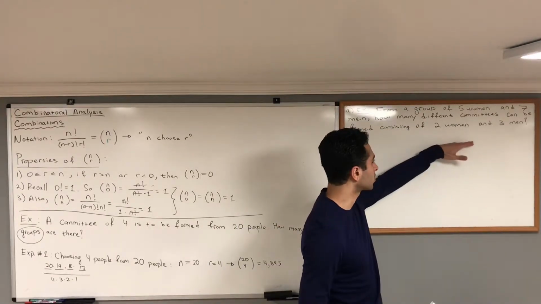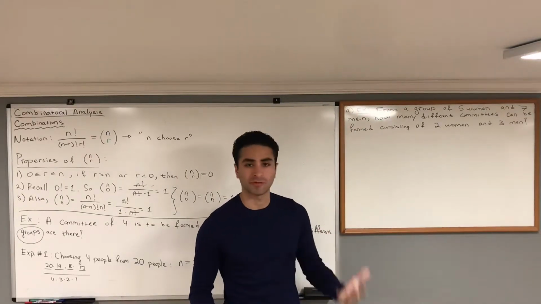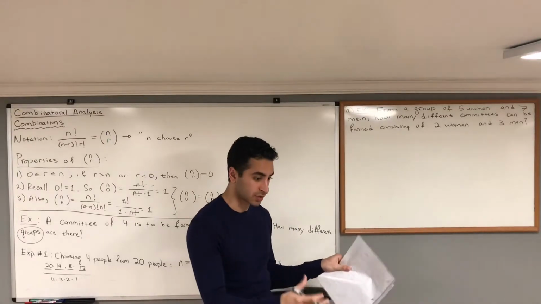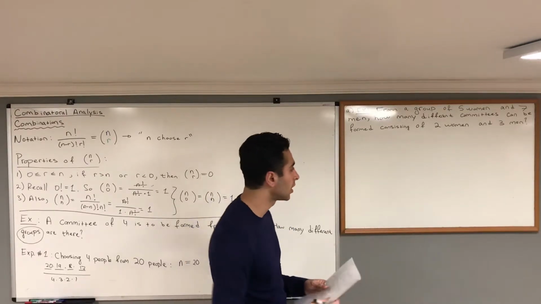So what does this group even look like? Well, you have a group of 5 people, and 2 of them are women and 3 of them should be men. And that's what the question is asking. How many different committees of those types of groups do we have? So how many different committees of 2 women and 3 men do we have?